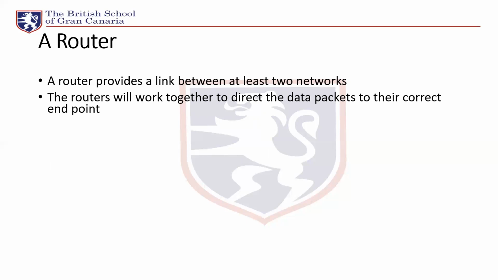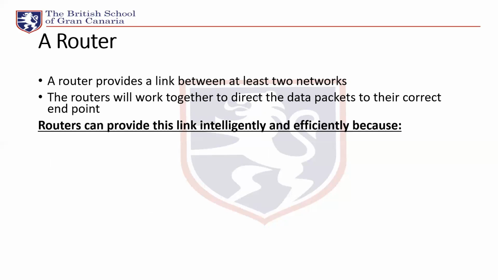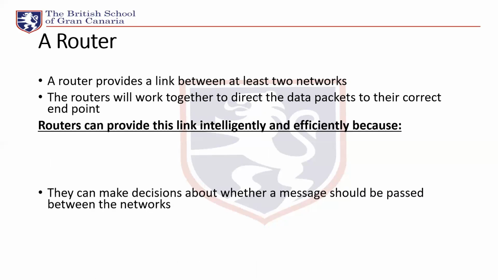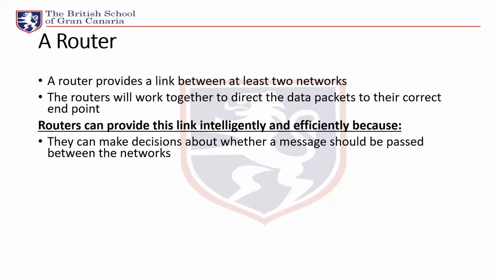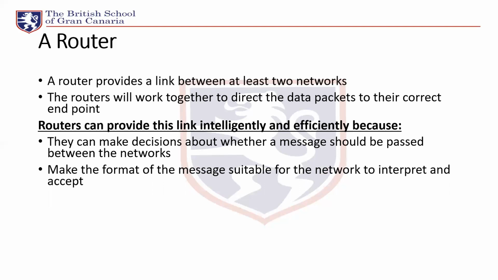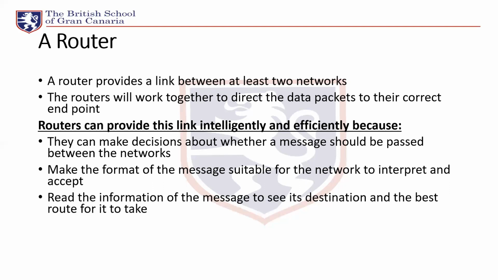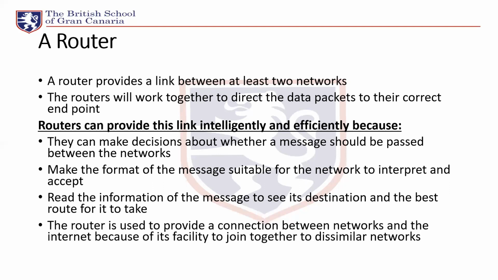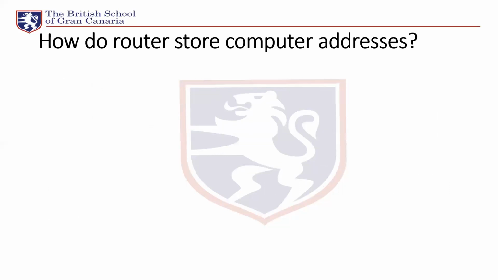They work together to direct the data packets to their correct endpoint, which is your friend's phone. They can provide this link intelligently and efficiently because the router makes a decision about whether the message should be passed between the networks, and whether the format is suitable, because you may have sent something that can't be interpreted and accepted. It reads the information and makes sure it's sent to the destination by the best possible route, providing a network connection between two networks. So how do they store the addresses?